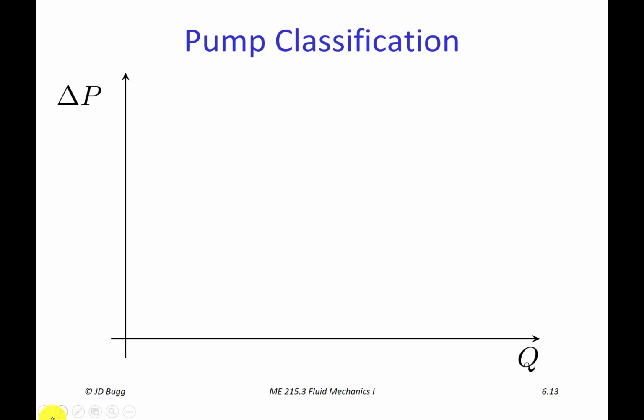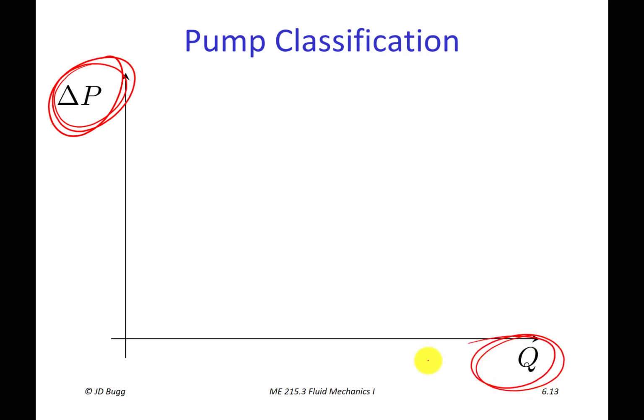Now, in terms of pump classification, earlier when we were looking at centrifugal pumps, we saw that the pump curve was a very important performance characteristic of the centrifugal pump. It captured the performance of the pump very well. And the pump curve was a plot of the pump characteristics in terms of the pressure increase across the pump versus the flow rate through the pump. So we want to revisit that set of coordinates now that we've started to talk about different types of pumps.